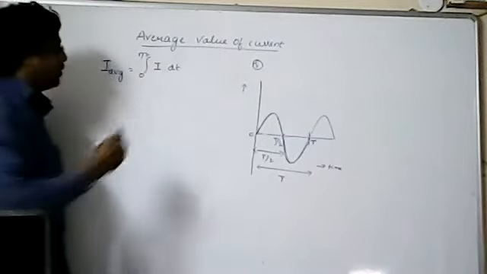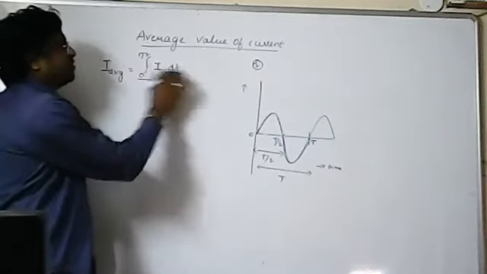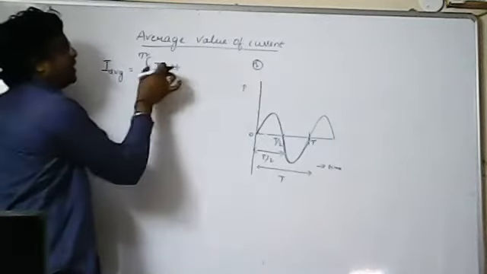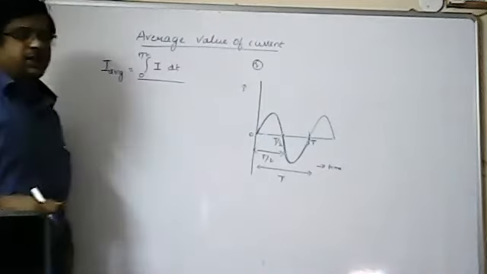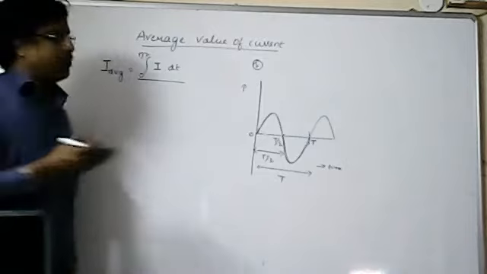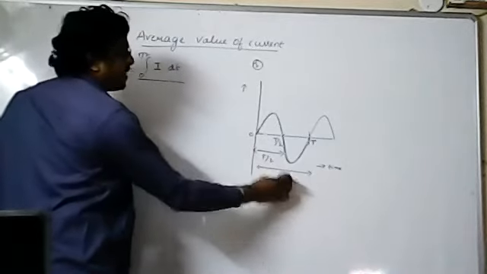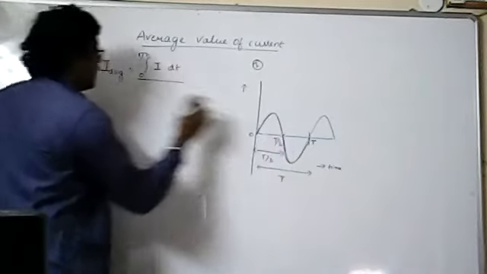0 to T by 2, divided by... This is the sum of observations, because I is the quantity that I am measuring. So I into dt is the sum of observations, divided by the total number of observations. What is on the axis, y-axis, x-axis? Time period is on the x-axis. What is the interval? 0 to T by 2.